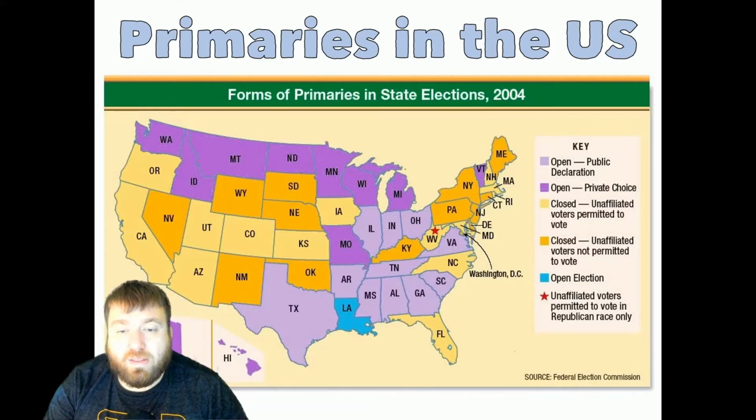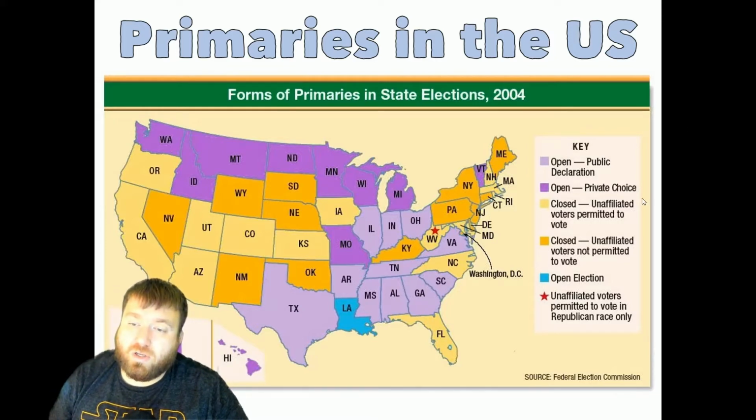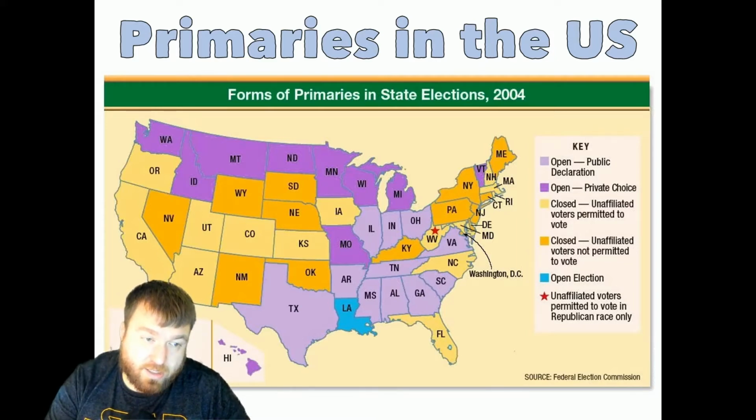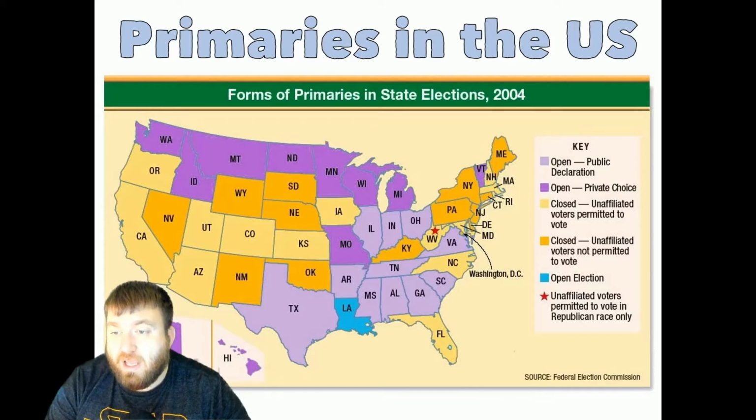Okay, so this is how the different primaries are held in the United States. As you can see, West Virginia has a closed primary, meaning that whenever you go to vote, you're only going to see candidates from your party on the ballot, and unaffiliated voters are permitted to vote. So that's how that works there.